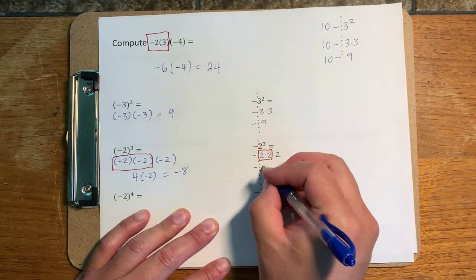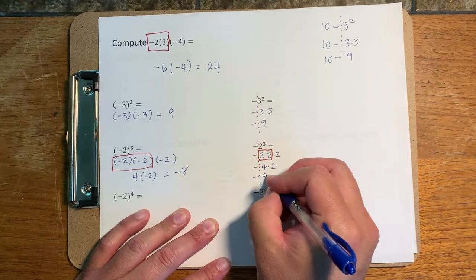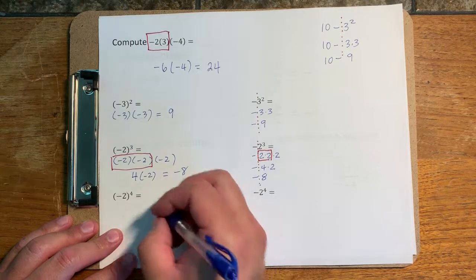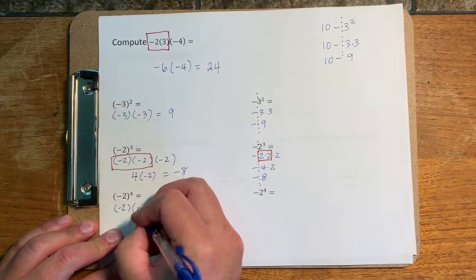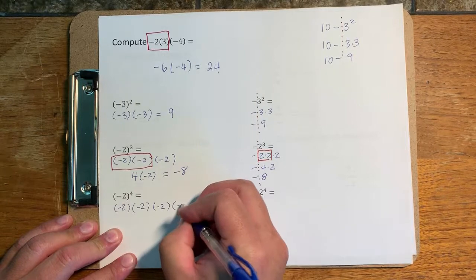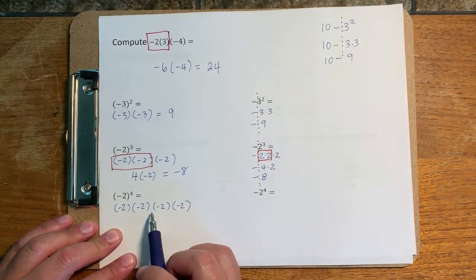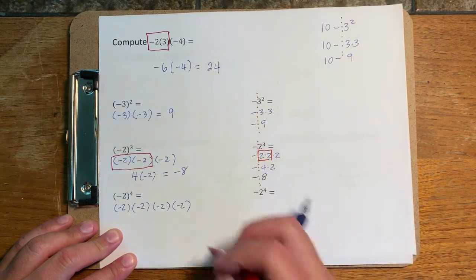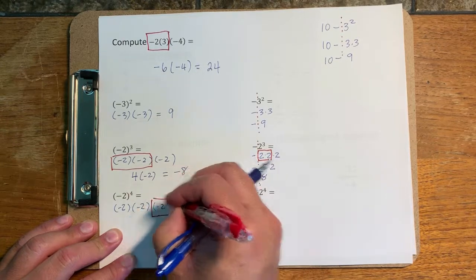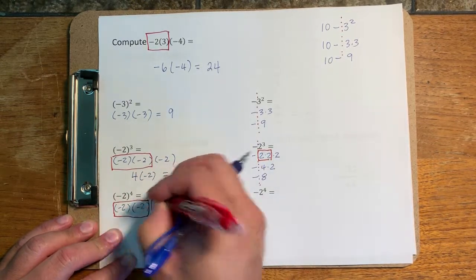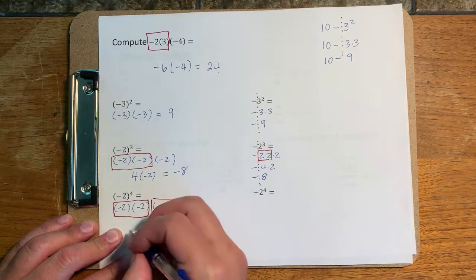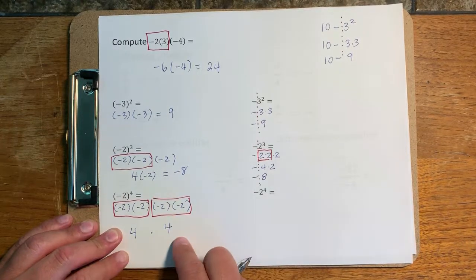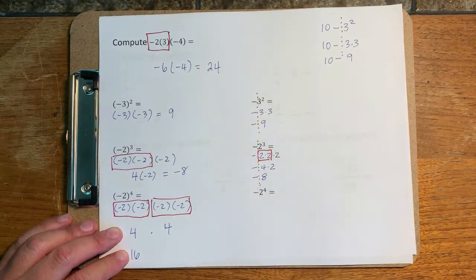We get negative 4 times 2 is equal to negative 8. And then this will follow the same pattern. This time we're going to have negative 2 four times. Now, because each one of these is separated by the same operator, addition, I can do these in any order that I like. I think the easiest way is just to pair these up. Negative 2 times negative 2 gives me a positive 4, and negative 2 times negative 2 gives me a positive 4, and 4 times 4 turns into 16.